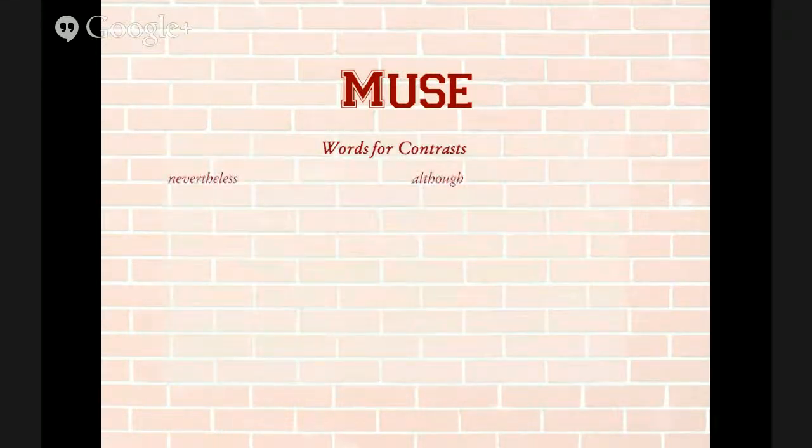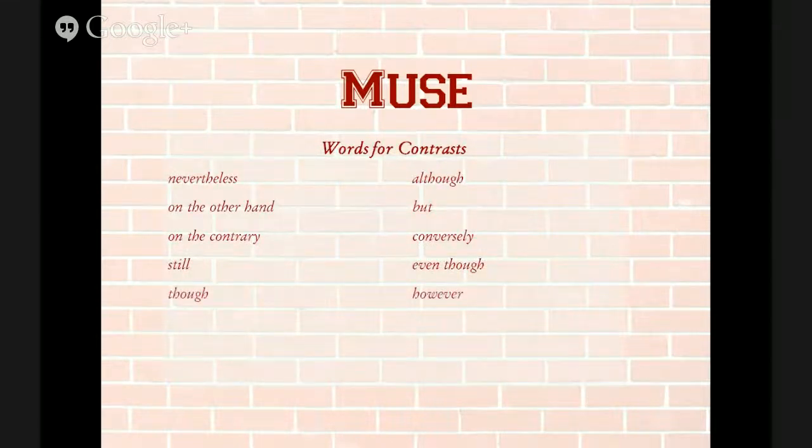Alright, so here is a list of words that might be helpful to you as you write and think about contrasts. So these are words that help you point out things that are different. Words like nevertheless, although, on the other hand, but, on the contrary, conversely, still, even though, however, in contrast, whereas, instead, yet.